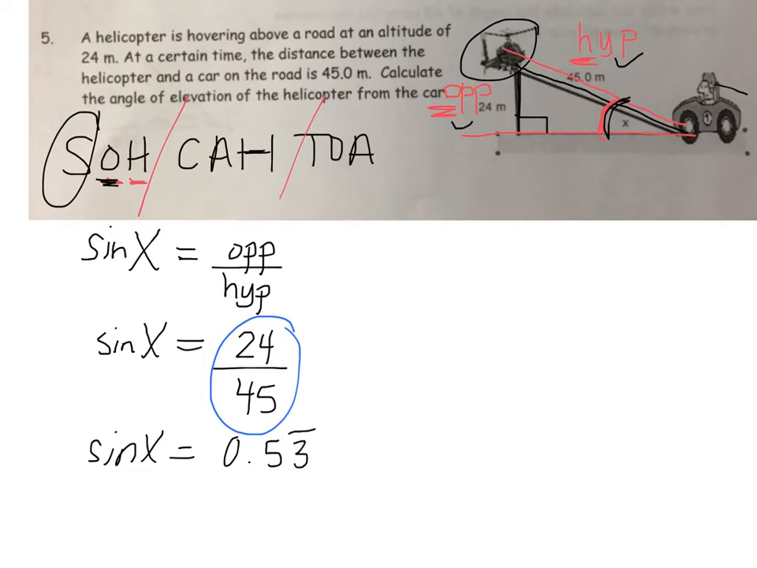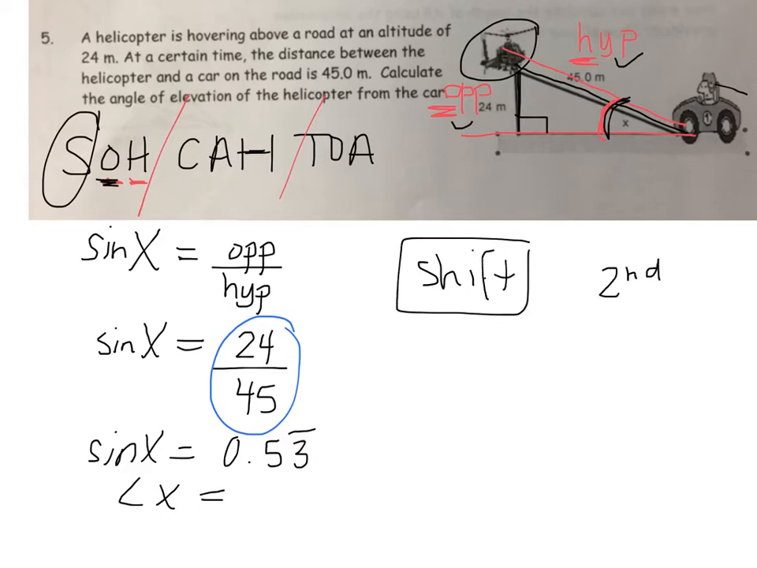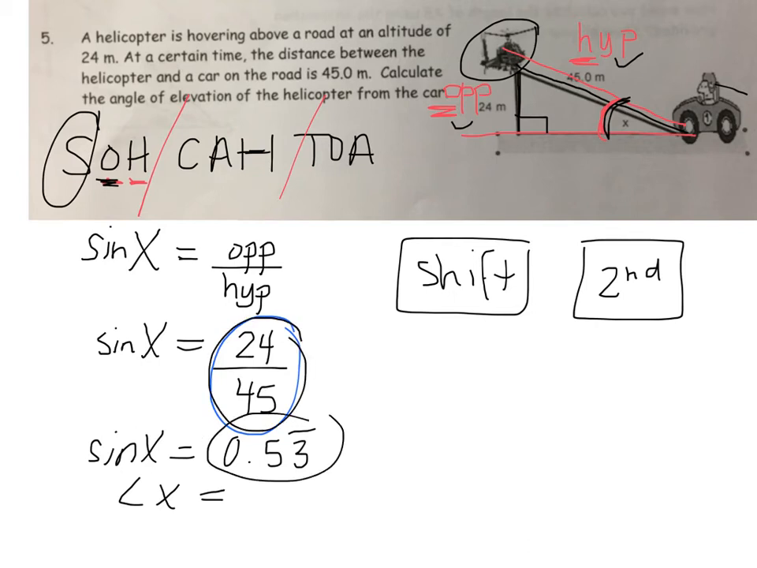What do we punch in on our calculator to find angle X? Whenever you need to find an unknown angle, what button do you have to use on your calculator? Shift, or on your calculator it might say second. So how would I type this in on my calculator? We punch in, depending on your calculator, shift, sine, and then 24 divided by 45, or you can punch in the decimal.